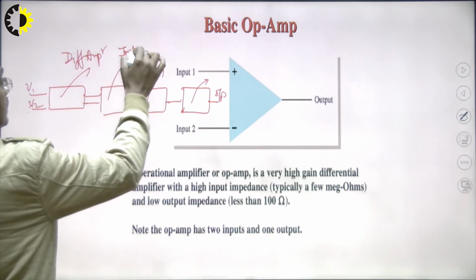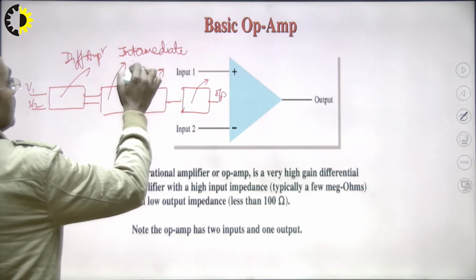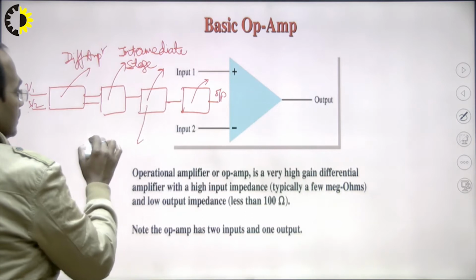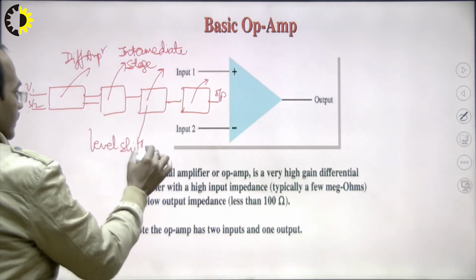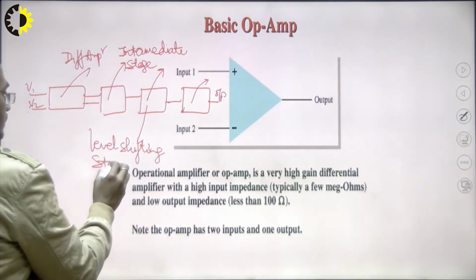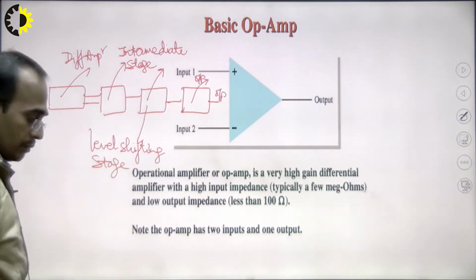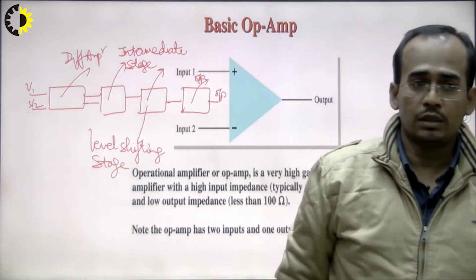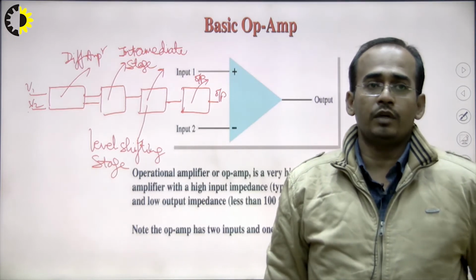So this is the differential amplifier, the intermediate stage, the level shifting stage, and the output stage. Basically there are 2 stages of the differential amplifier. Differential amplifiers are used for increasing the gain of the operational amplifier.